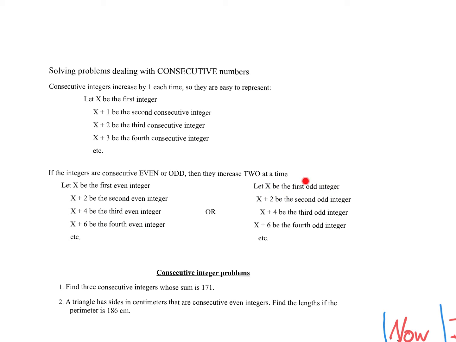It works with the odd ones as well. It's not going to be x plus 1 and x plus 3. It's still x plus 2. Let's say you start off with 5. The next odd number is 7, which is adding 2. And then you're going to add 4 and add 6, etc.